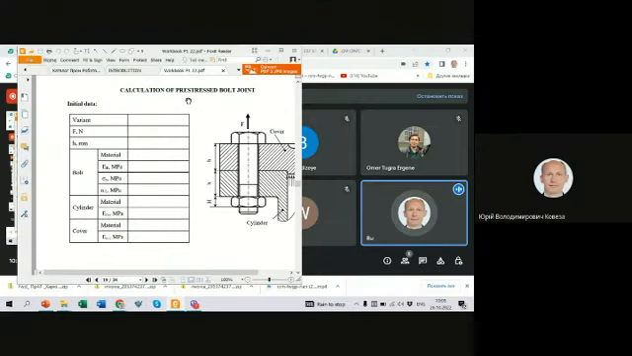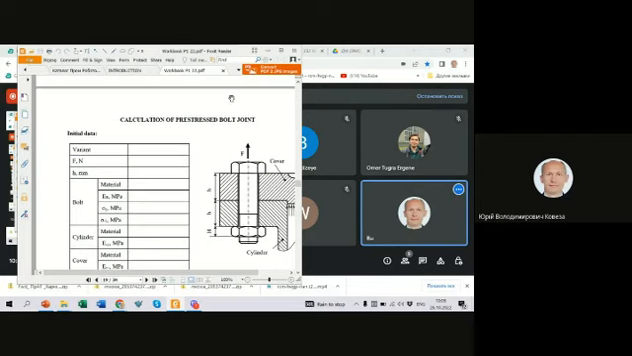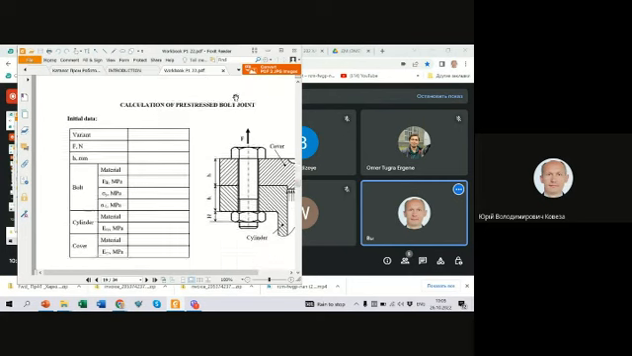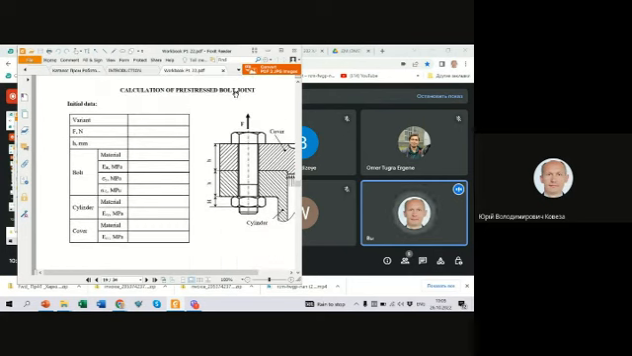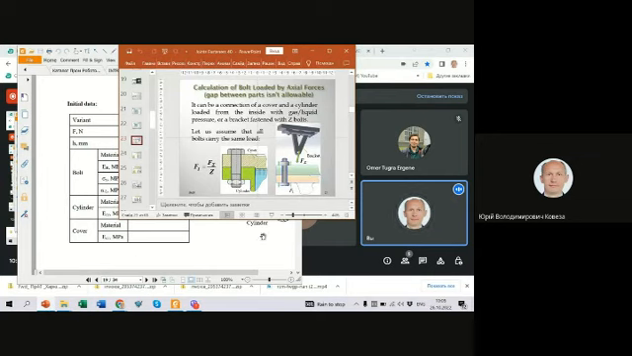Now we make a calculation work named calculation of prestressed bolt joint. Page number 19. Some words about this work. I repeat information from lecture.